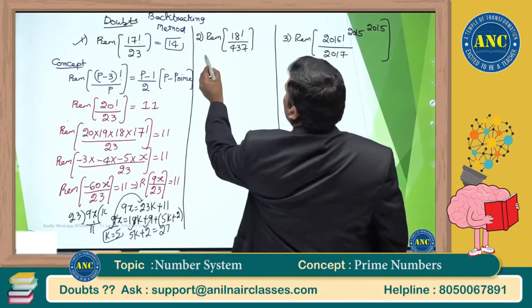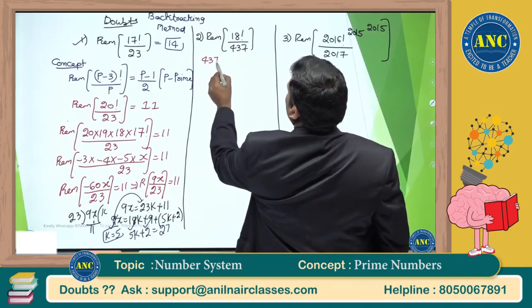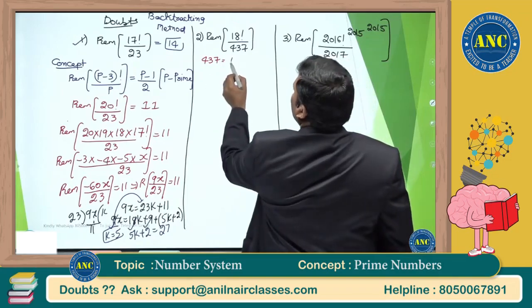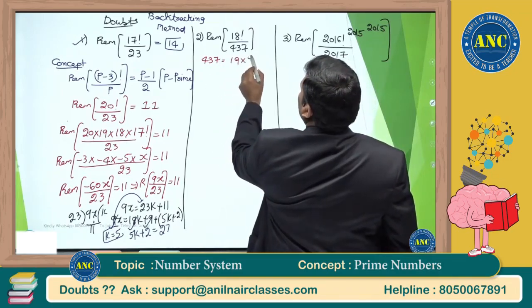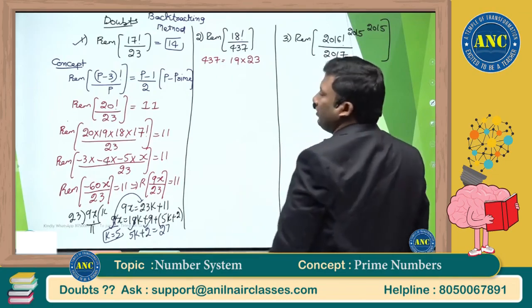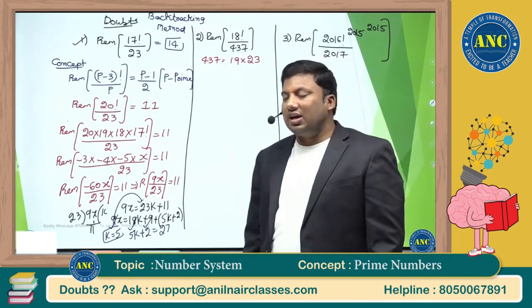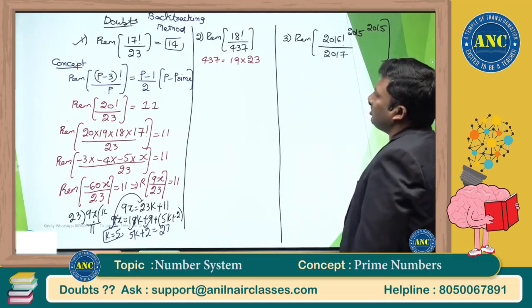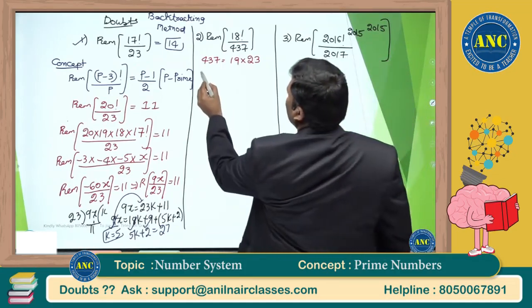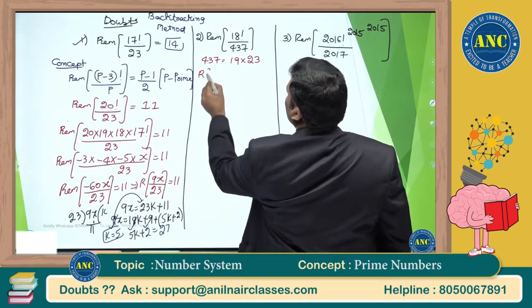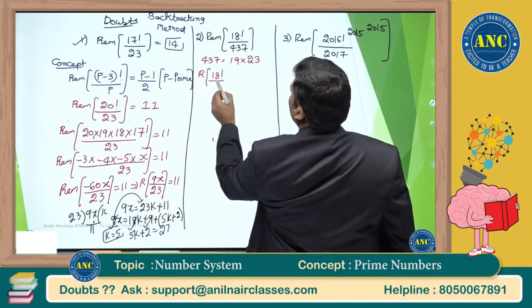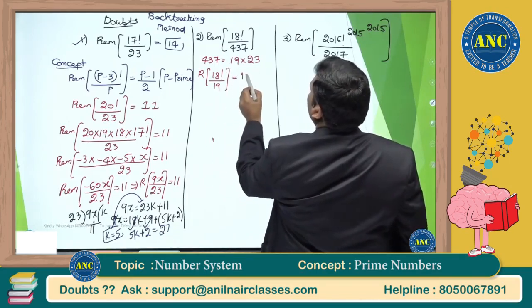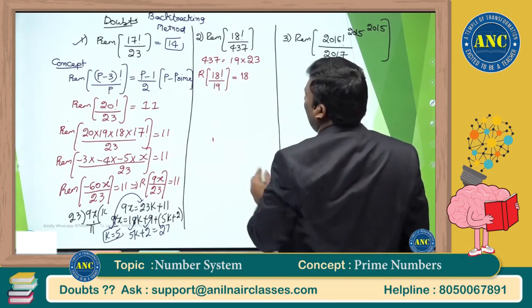Let us see, is 437 a prime number or a composite number? 19 2s are 38, 19 3s are 57. 437 is a composite number. It is a product of two prime numbers, 19 and 23. So first I will go by 19. 18 factorial divided by 19: p minus 1 factorial divided by p is p minus 1. Already we discussed.